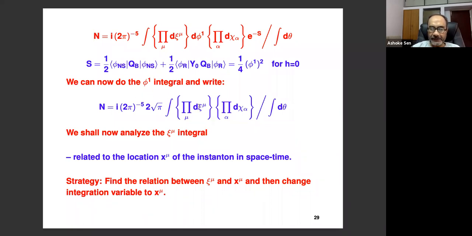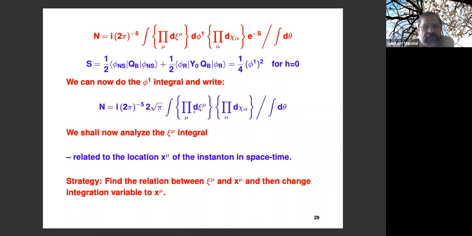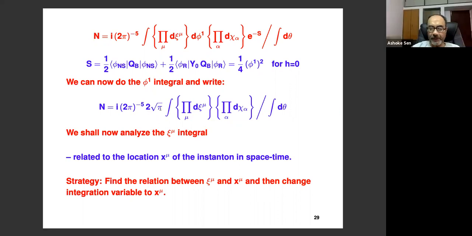So you have to first find the relationship between the xi mu's and the x mu's. And then we'll rewrite the xi mu integral in terms of x mu, picking up whatever measure you get on the way. And the x mu integral will eventually give us back the 2 pi to the 10 delta 10 p factor. But first you have to find xi mu in terms of x mu.